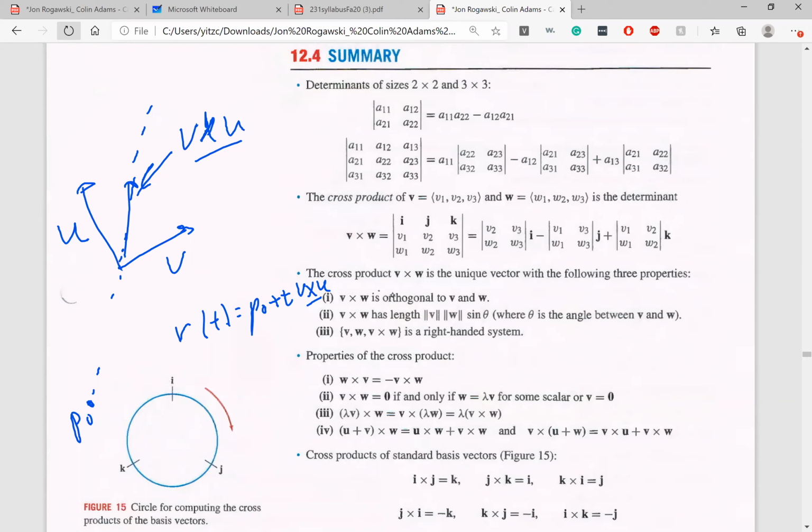So know that it's orthogonal to both v and u. Know this formula. Know this formula and why it's true. Know why this is true and how to use it. And know that if two vectors are parallel, then their cross product is 0.